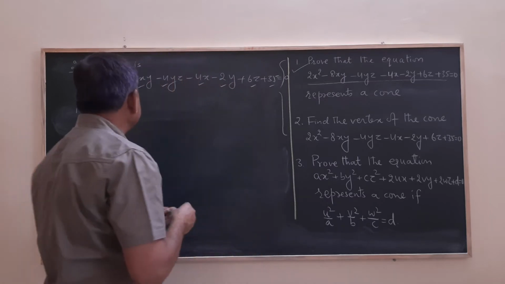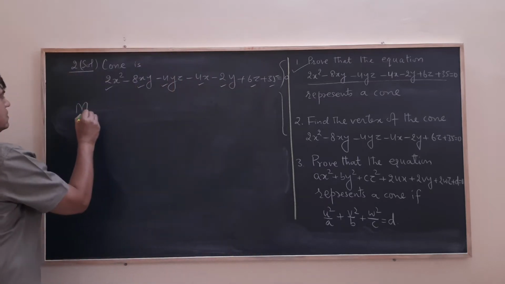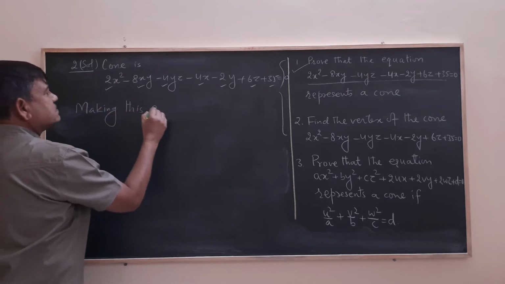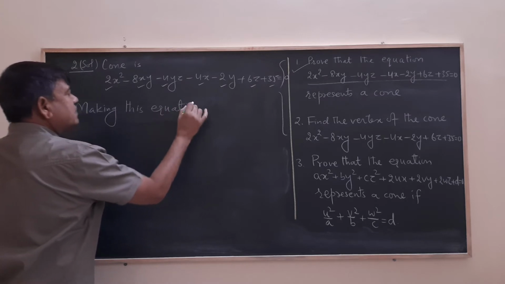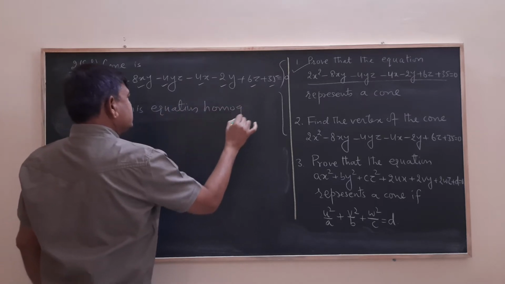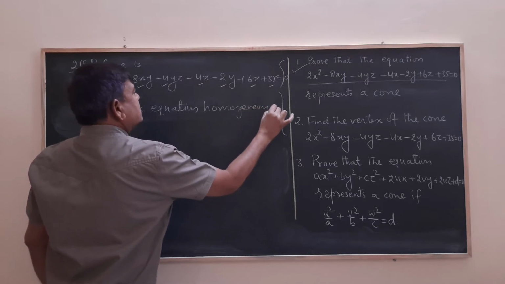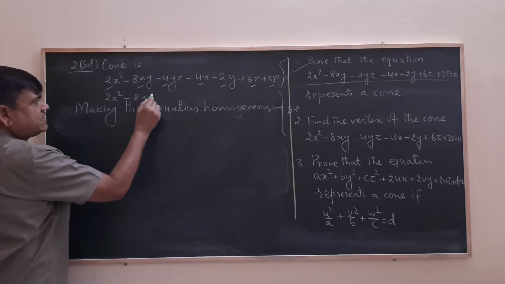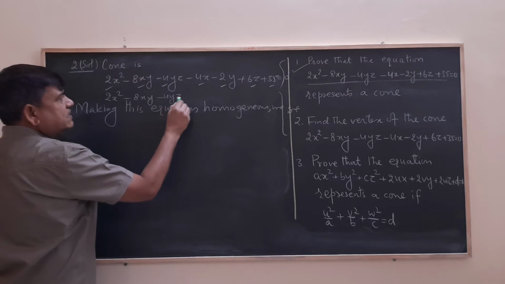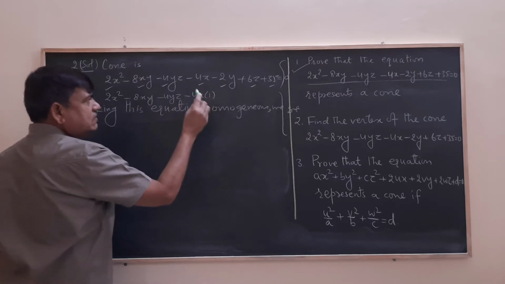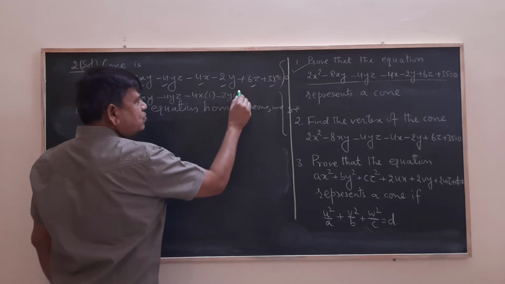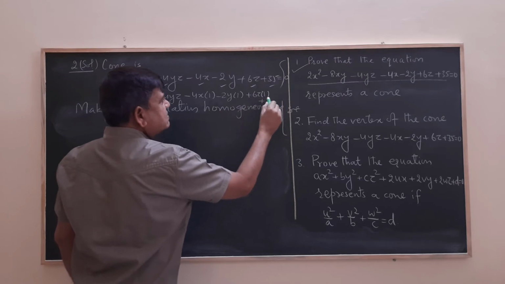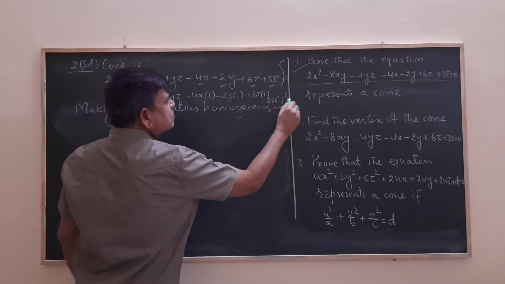Okay, let us continue. Making this equation homogeneous, we get 2x² − 8xy − 4yz − 4x into 1, − 2y into 1, 6z into 1, and plus 35 into 1 whole square equals 0.